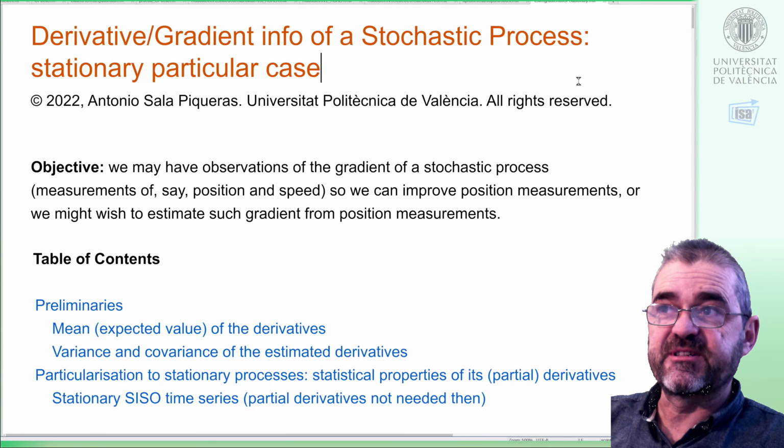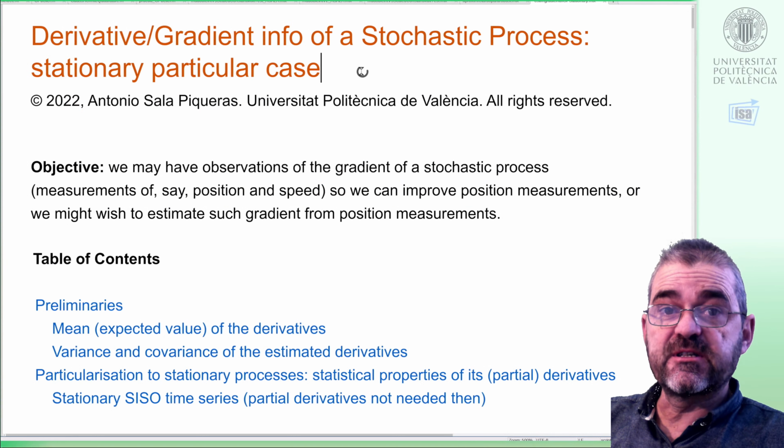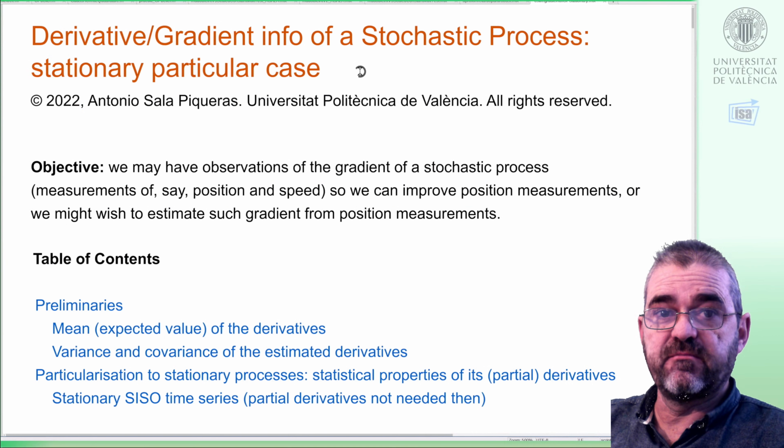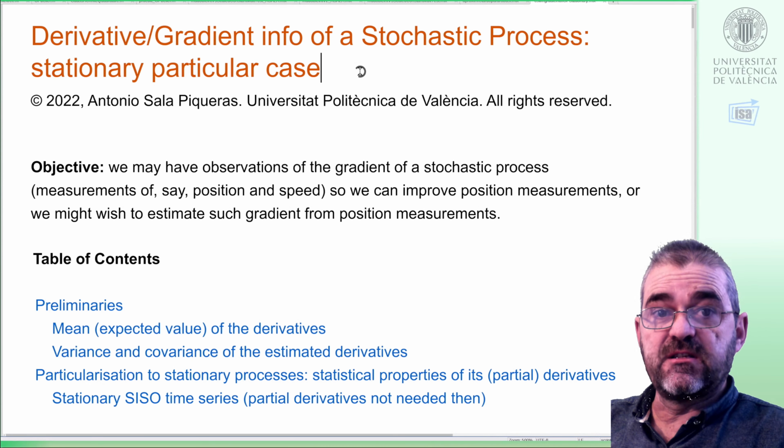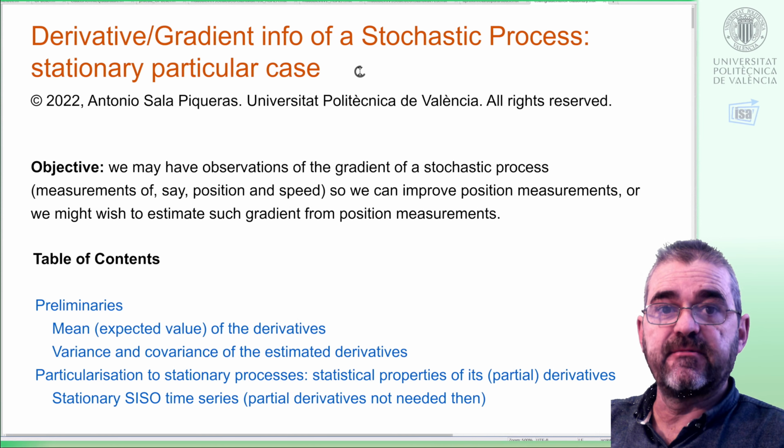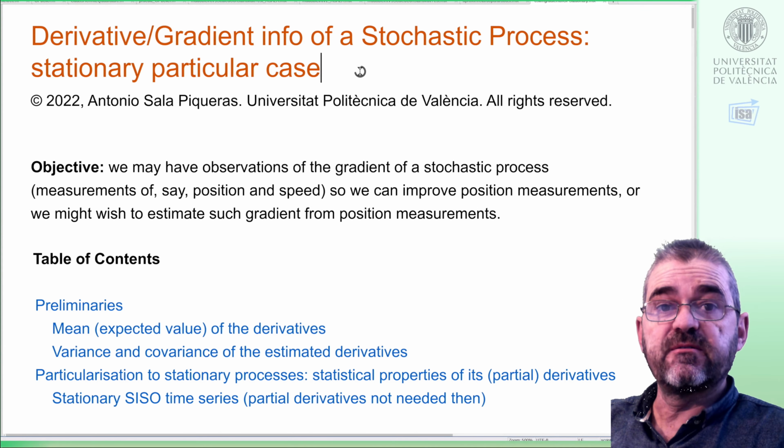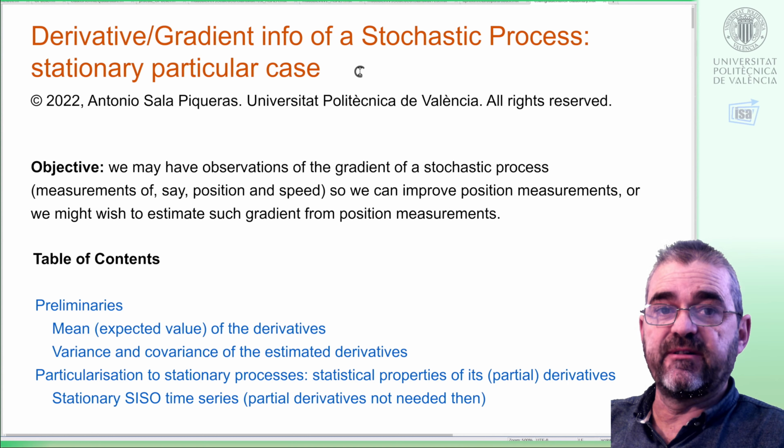Hi, I'm Antonio Sala. In this video, we are going to discuss how to obtain the statistical description (mean, variance, covariance with several things) of the partial derivatives, the gradient, let's say, of a stochastic process. We discussed the generic non-stationary case in another video. We'll briefly review it here, and we'll concentrate here on the stationary case.